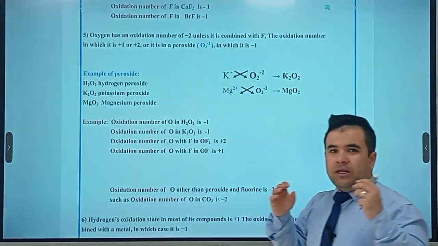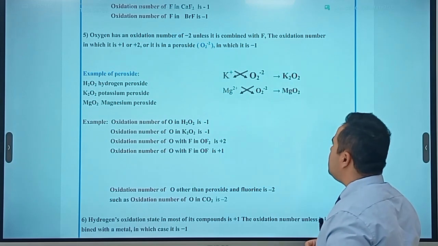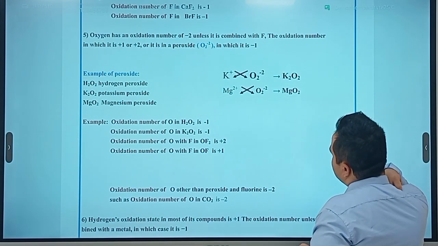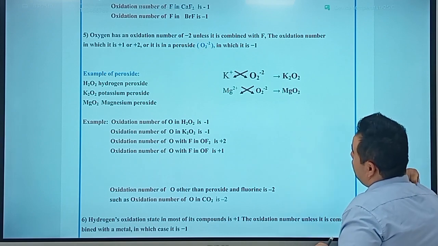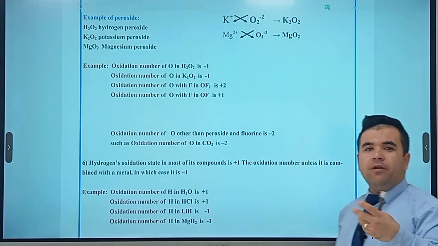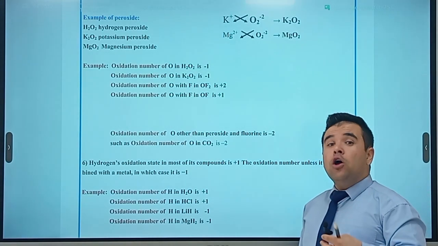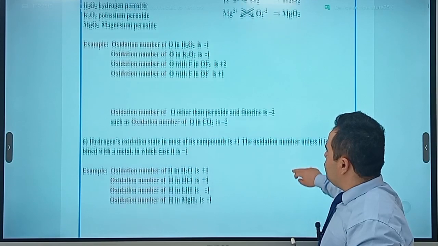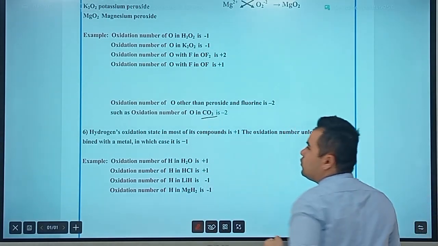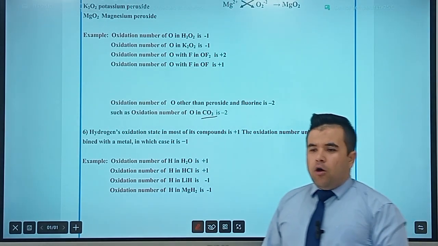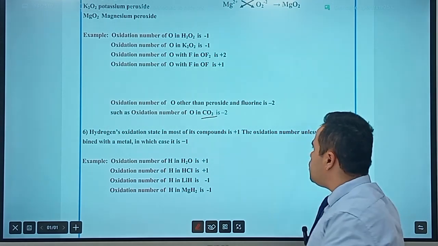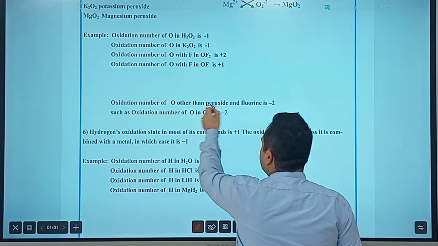So, guys, the oxidation number of oxygen usually is -2, and with the peroxide it is -1. With fluorine, it has two forms, OF positive 1, OF2 positive 2. For example, in this case, guys, we have CO2. What will be the oxidation number of oxygen? Of course, it's not peroxide. It's not the case with fluorine. Its oxidation number is -2 in this case.